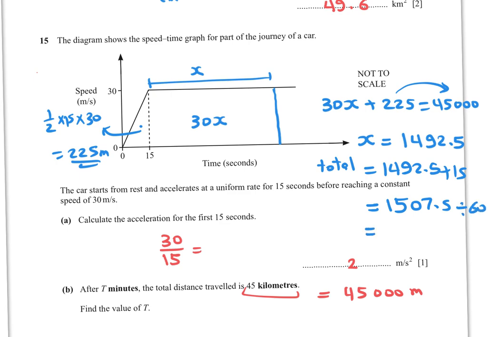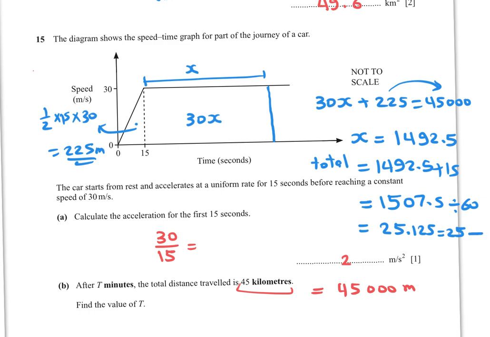Yes? 25.125. 25.125 as a mixed number, we can write 25 and 1 over 8. So 25 and 1 over 8 minutes.